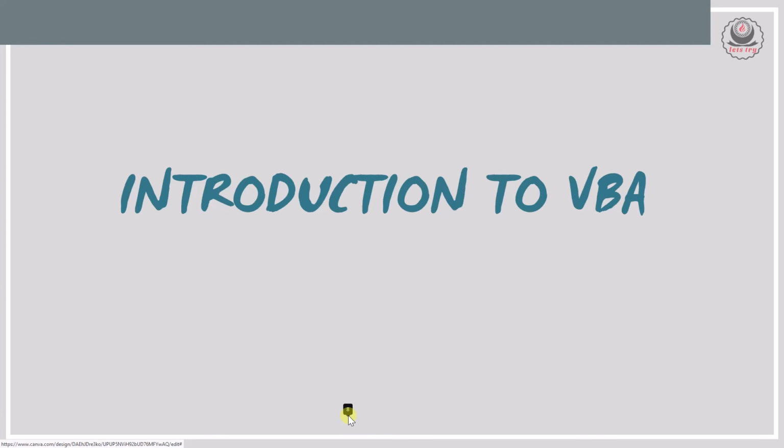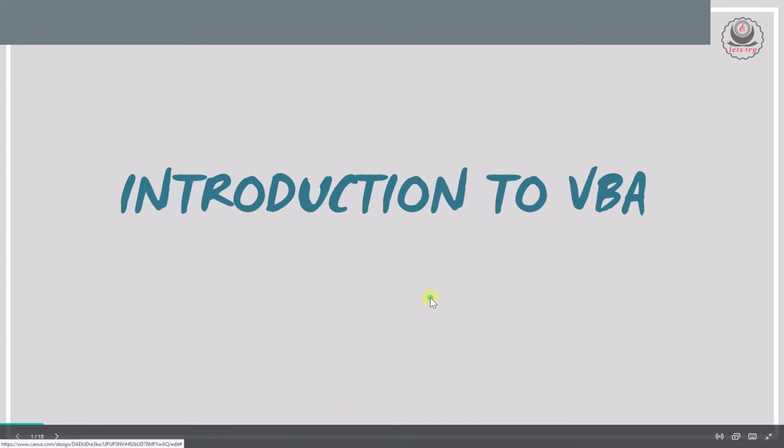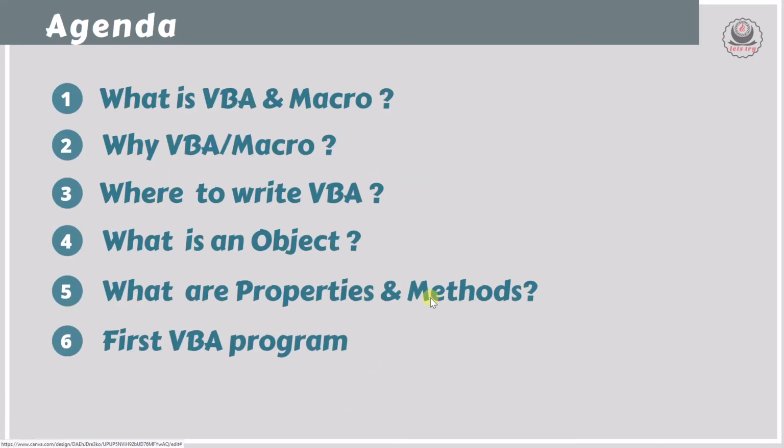Today we are discussing VBA. These are the topics we are discussing: what exactly VBA means, what exactly a macro means, why VBA or macros are required, and where to write our first VBA. What is an object, what are properties, and what is a method. Then we will write some simple programs.